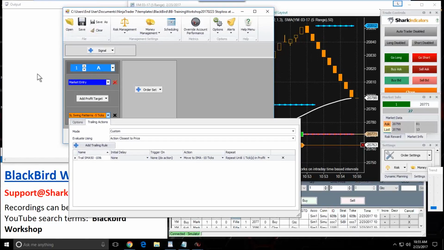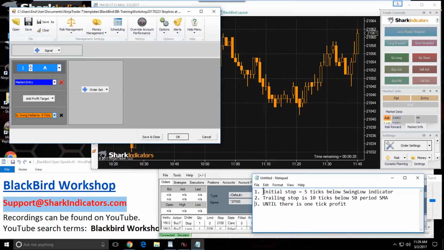So if you watch some of the older BlackBird workshops, you'll see I have the output window open, and actually in one of the first earlier BlackBird workshops, I do explain the purpose of the output window.